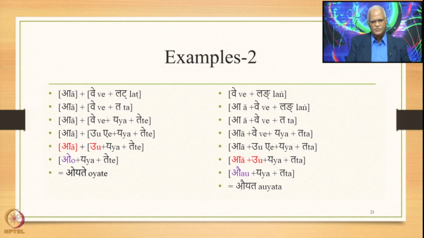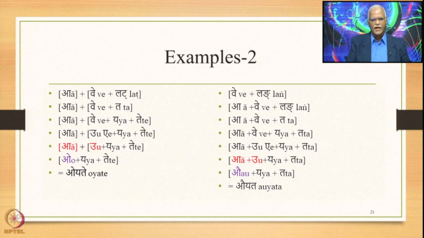And oyate is the passive present tense of the verbal root vē, tantusantāne, to weave. So we have the preverb ā followed by vē plus laṭ, then you have vē plus te, then you add the suffix ya in between. So vē, ya, te, and this ta becomes te. Then there is samprasāraṇa which substitutes va by u. So you have u and a remains as it is. So u a plus ya plus te, and then this u and a is substituted by this u. So you have ā plus u plus ya plus te.